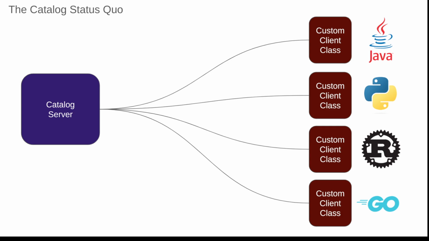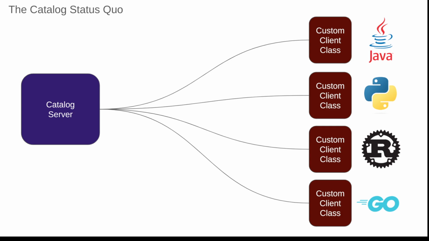That wasn't so bad in the beginning, because in the beginning you just had Java. Basically everything was done with Java for Iceberg. So you wrote one class for that particular catalog, and that catalog could now work in the Java ecosystem. But Iceberg expanded into other languages, Python, Rust, Go, and they can't just inherit what was done in Java. So in that case, for each catalog, you would have to re-implement all that logic into a new client class for each language.